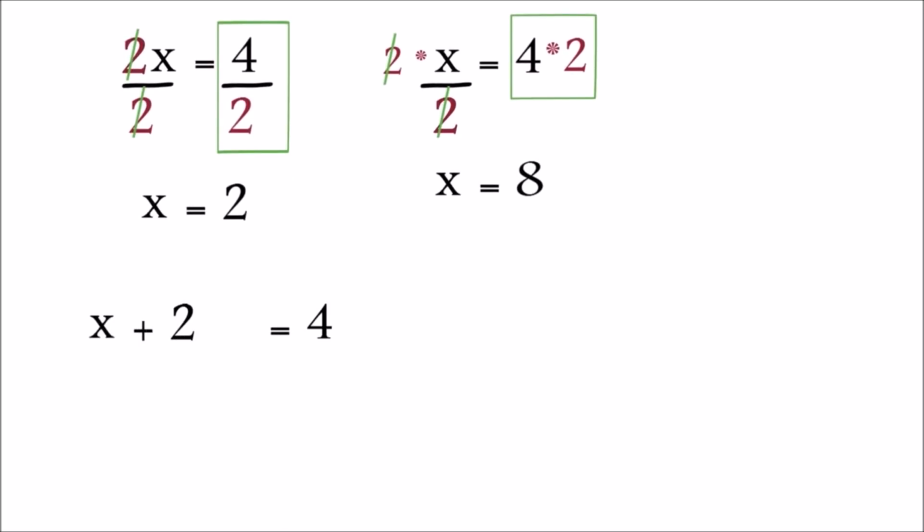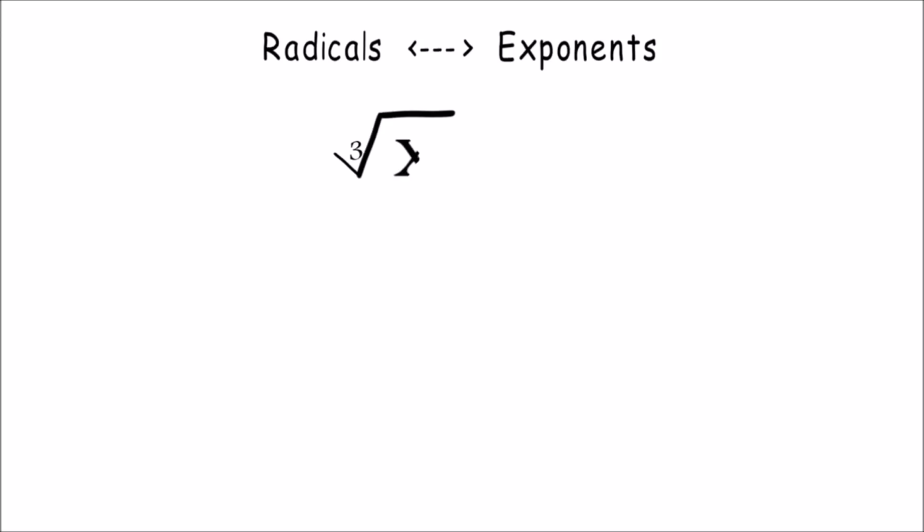So we can easily do this. X plus 2 equals 4. The opposite operation of addition is subtraction. We subtract 2 from both sides. The 2 cancels out. 4 minus 2 is 2. Therefore, x equals 2. Radicals and exponents are also opposite operations. So if we have cubed root x equals 2, we will perform the opposite operation, which is cube both sides. Again, this will cancel out. 2 cubed is 8, so x equals 8.